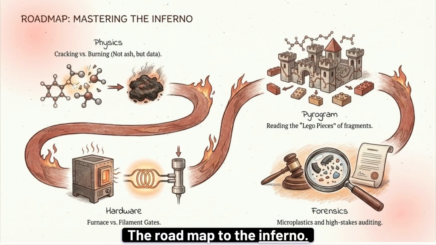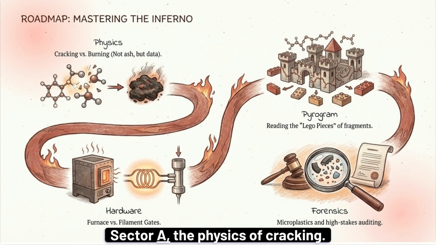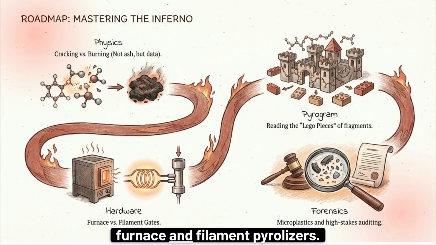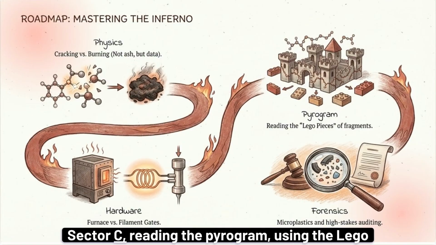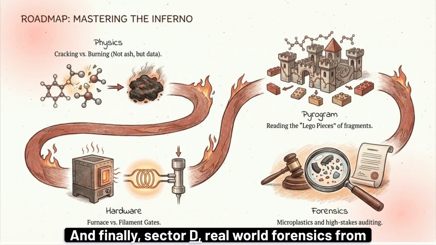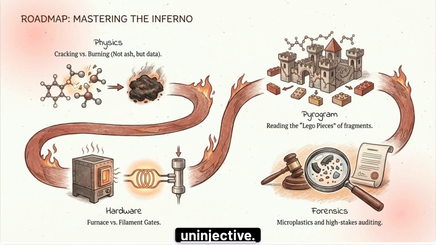The roadmap to the inferno. Today we navigate 4 strategic sectors. Sector A, the physics of cracking, why burning is your enemy. Sector B, the hardware, choosing between furnace and filament pyrolyzers. Sector C, reading the pyrogram, using the Lego castle analogy to reconstruct the truth. And finally, Sector D, real-world forensics, from microplastics to hit-and-run investigations. This is the ultimate toolkit for handling the uninjectable.